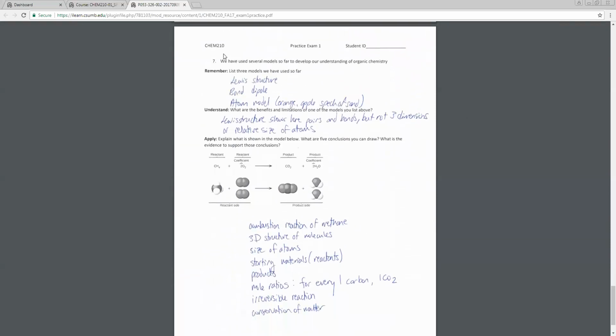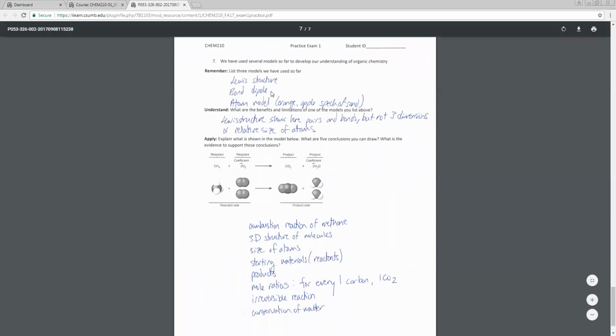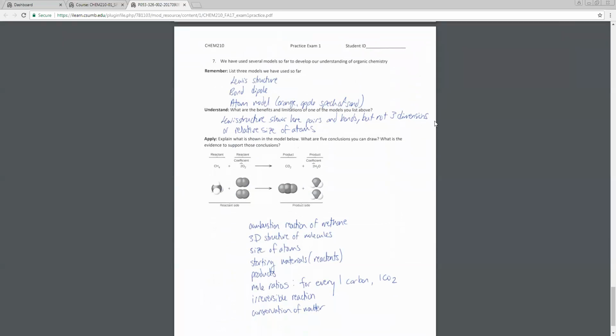3 models we've used so far. Some examples would be Lewis structure or bond dipoles or the atom model. And then what are the benefits? Well, Lewis structures are going to show lone pairs and bonds, but not necessarily 3 dimensions or relative size of atoms.